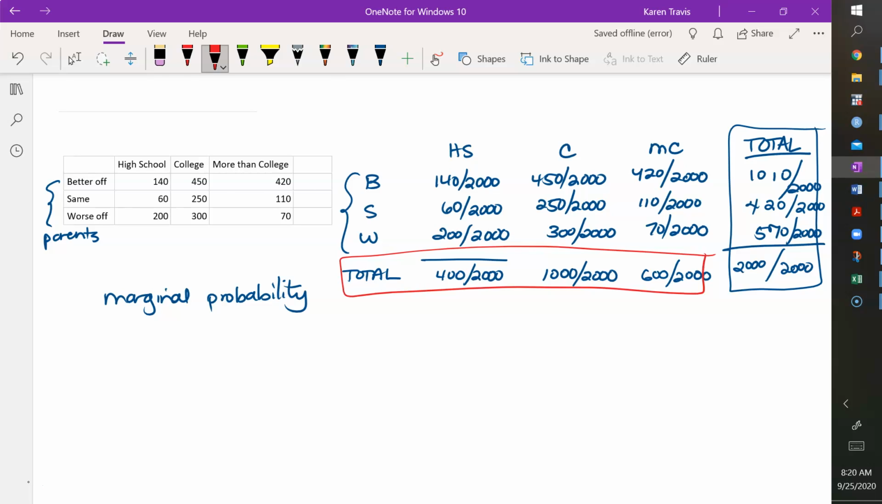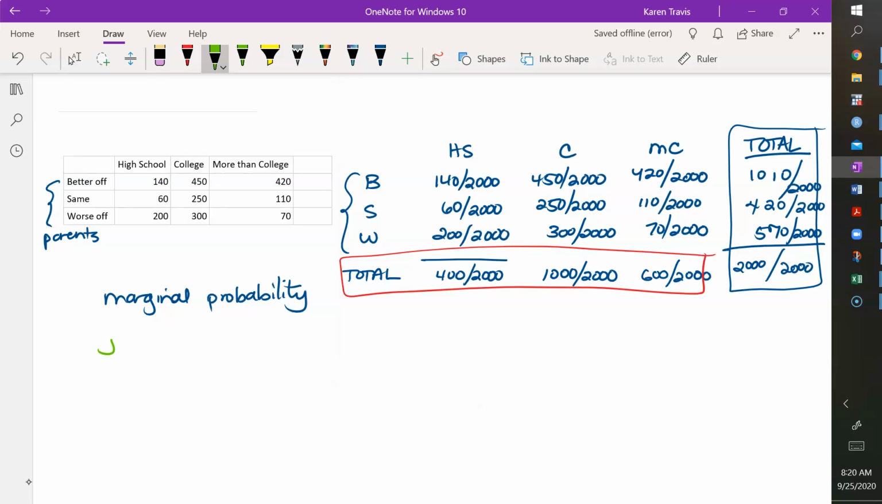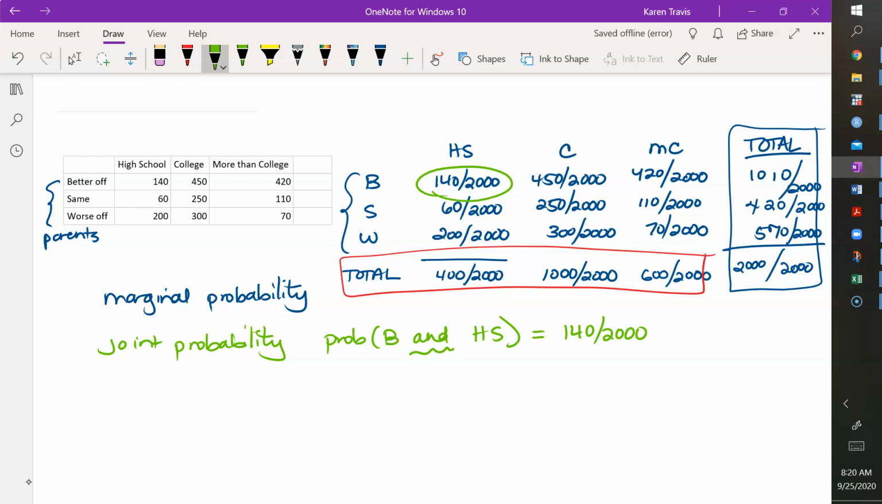So now let's talk about what's a joint probability. A joint probability involves the intersection of two outcomes. So this inside the table is a joint probability. This one is the probability that they said better off and they completed high school. They're each separately two events that happen simultaneously.